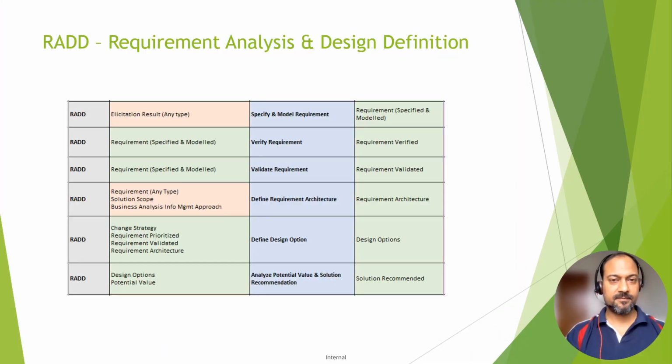So far, we are about to complete the four major knowledge areas, and so far we were discussing requirement analysis and design definition. The activities and tasks that we have completed are specify and model requirements, verify requirements, validate requirements, define requirements architecture, and today we'll start define design options.